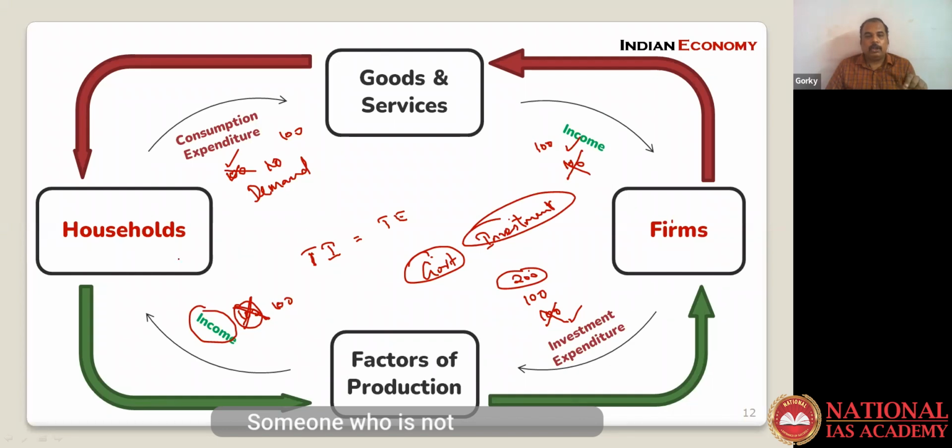Someone who is not in these four aspects. It can also be a bank, right? Anybody who is not here. Okay, it may be household or it may be firm. Among these two, they have invested. So someone else has to come out of this cycle and invest, then only this investment will pick up. Otherwise, it will be stagnant.